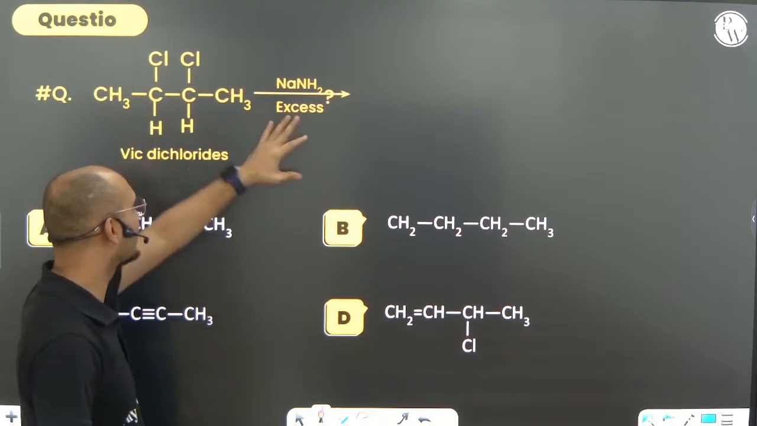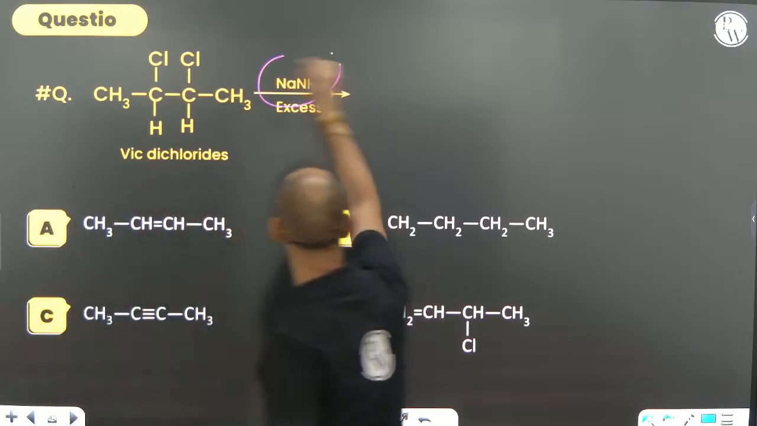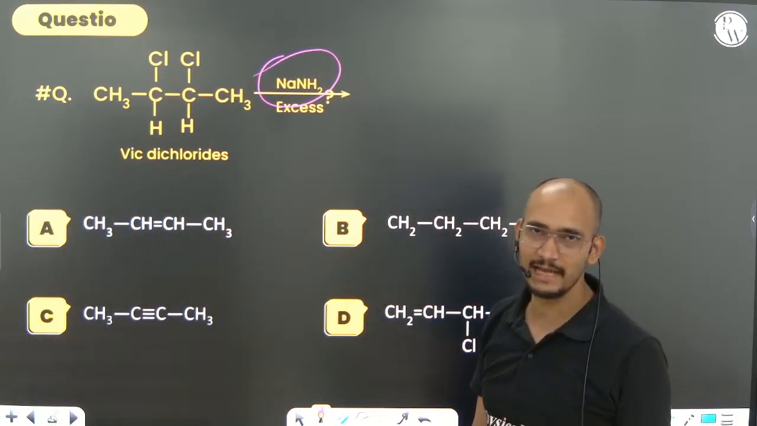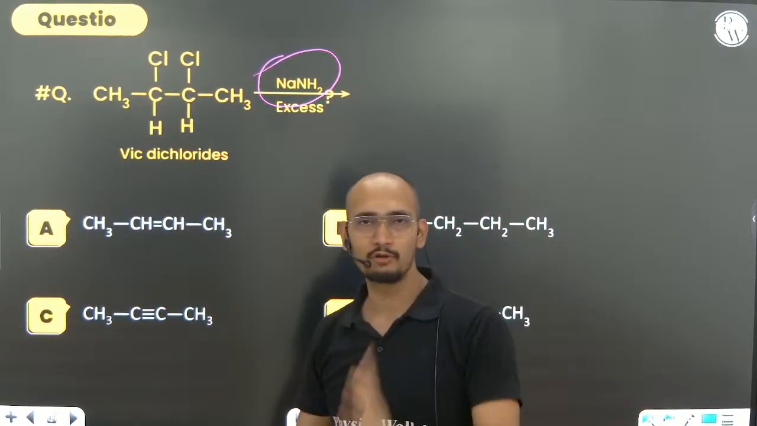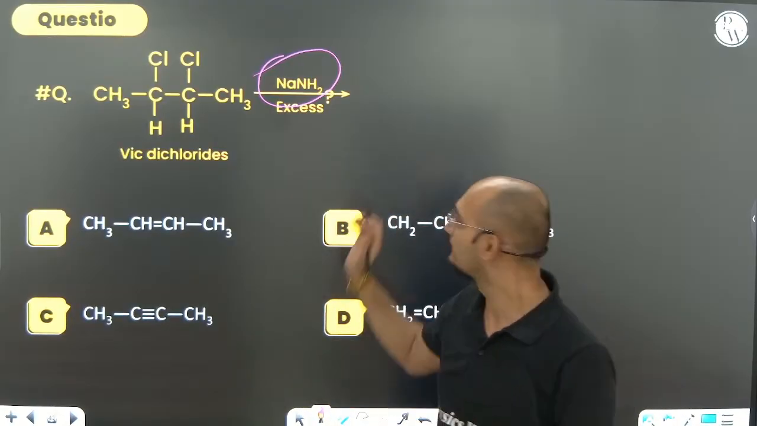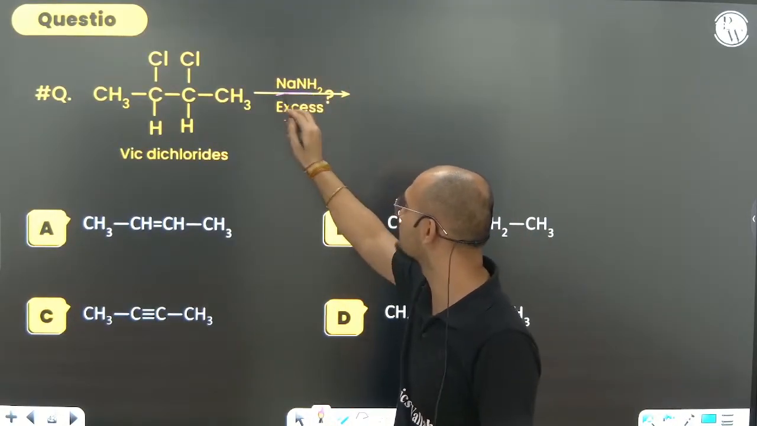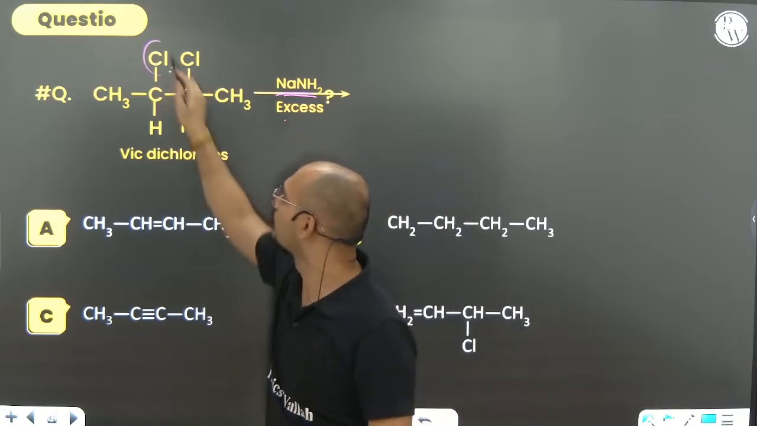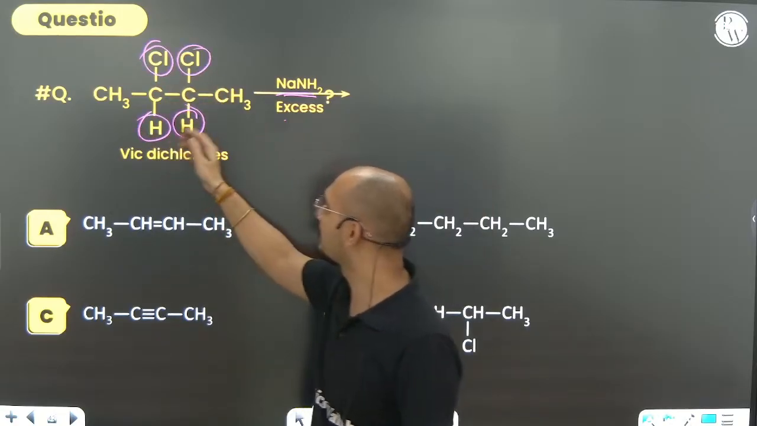CH3CHCl, NaNH2. What does NaNH2 do? It is going to do an elimination reaction. Elimination reaction, and that too how many times? It can do elimination 2 times also, because it is a very strong base we are using. NaNH2 is a strong base. So 2 times beta elimination. Just do that. How many bonds will be there?